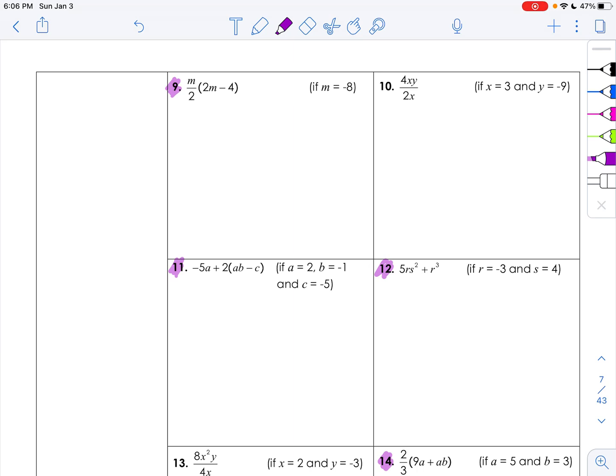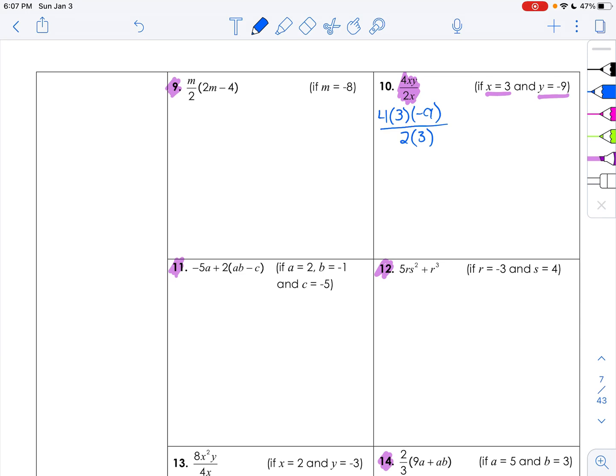Number 10 wants you to evaluate the expression 4xy divided by 2x. And we know that x equals 3 and y equals negative 9. So we start by replacing our variables with those values. So 4, parentheses 3. Remember, each time we replace a value, we put it in parentheses. So we replaced x with 3, and now we're going to replace y with negative 9.